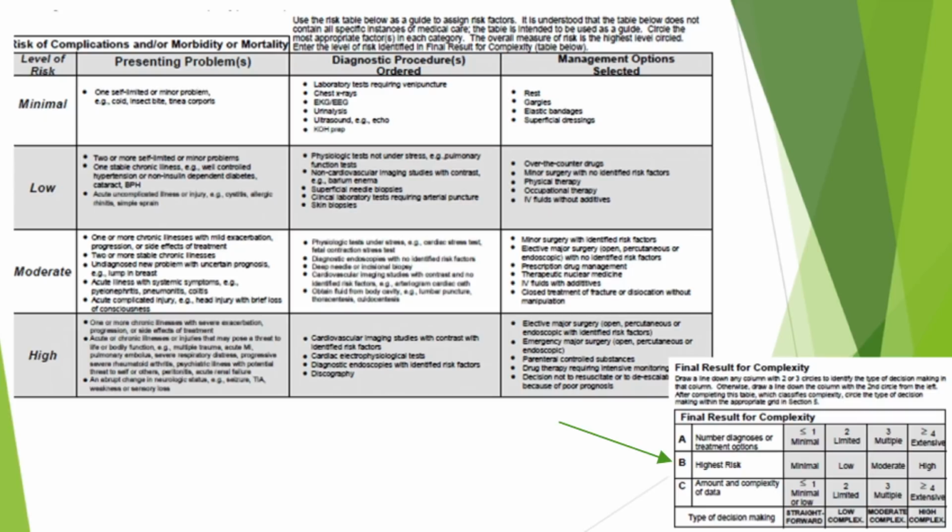Next is the risk of significant complications, morbidity, and/or mortality. The risks associated with these categories are based on the presenting problem, the diagnostic procedures, and the possible management options. The assessment of risk of the presenting problems is based on the risk related to the disease process anticipated between the present encounter and the next encounter. The assessment of risk of selecting diagnostic procedures and management options is based on the risk during and immediately following any procedures or treatment. The highest level of risk in any one category determines the overall risk.